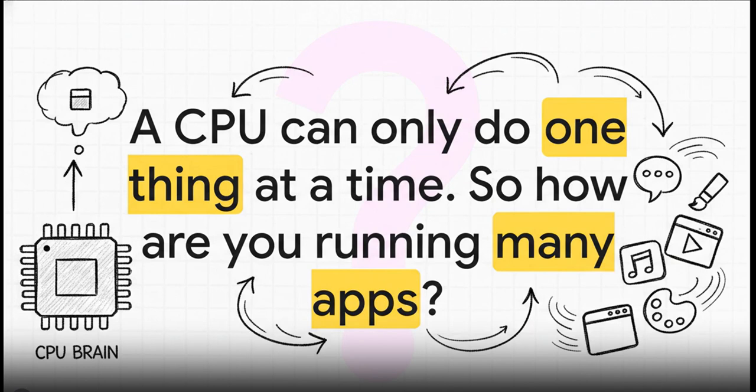So here's the big puzzle. The brain of your computer, the CPU, actually has a one-track mind. It can only execute one command from one program at any single moment. So how is all this multitasking even possible? It feels like it's breaking the rules. Well, let's find out how it's done.